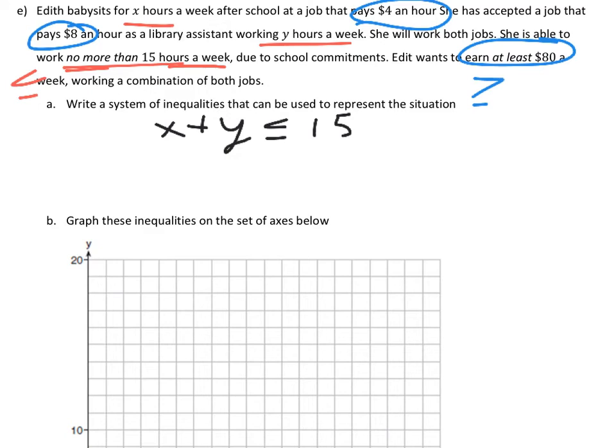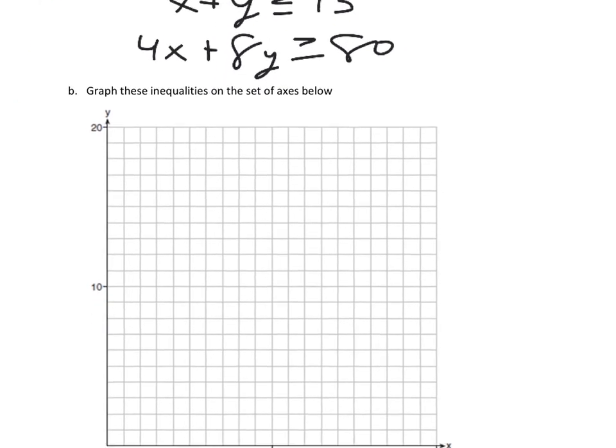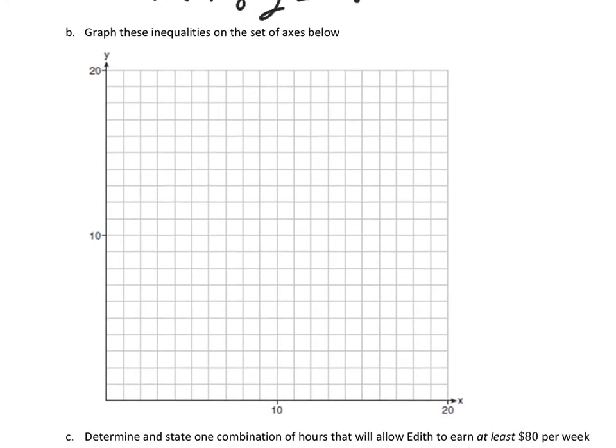The second one, now we're talking about money. She has to work both jobs. Well, she's going to work babysitting, so she gets $4 an hour. And she's working the other job, and she gets $8 per hour. And she needs to earn at least $80. So she's setting a goal. Maybe she wants to buy something, but she must earn at least $80. So slowing down, reading, and understanding the problem is going to make the writing of the inequalities much simpler for you. Now that we have those, letter B, graph these inequalities on the set of axes below.